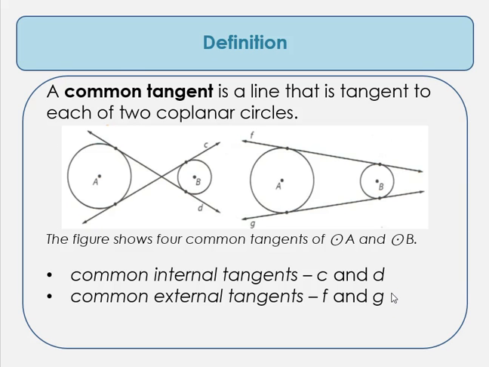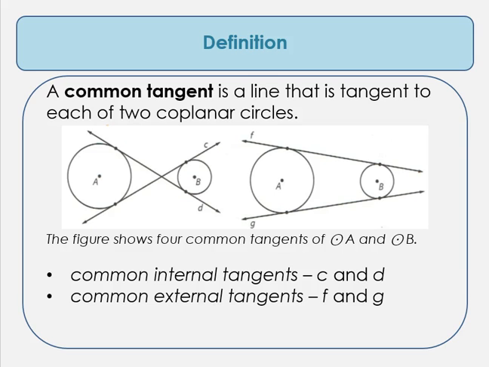We have another definition. A common tangent. Now, tangents is what this lesson is about, but tangents have different properties, and this is one of them. A common tangent is a line that is tangent to each of 2 coplanar circles. That means they're on the same plane. So, you have tangent C. Tangent C, you can see, interacts with both circle B and circle A. So it's common to circle B and circle A. Tangent D is also common to circle B and circle A.